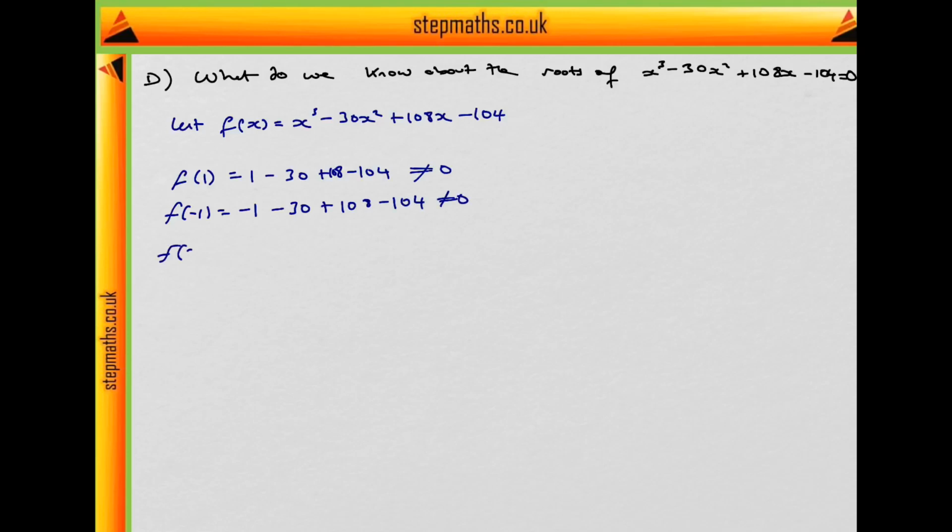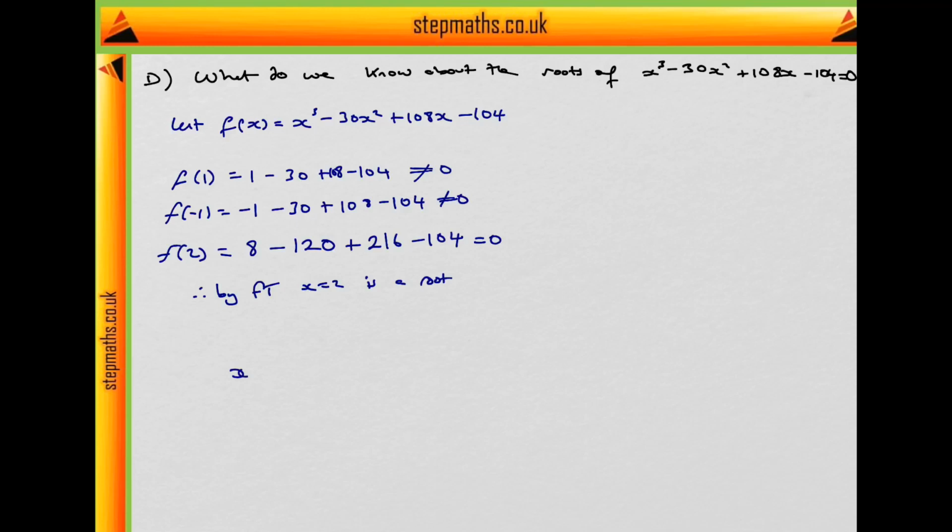What about f of 2? Well, that's going to be 2 cubed, 8, minus 30 times 4, 120, plus 216 minus 104. Well, that's looking more promising. 216 minus 104, minus 120 is minus 224. Minus 224 plus 8 is minus 216. Therefore, we see this is 0. So therefore, by the factor theorem, x equals 2 is a root.